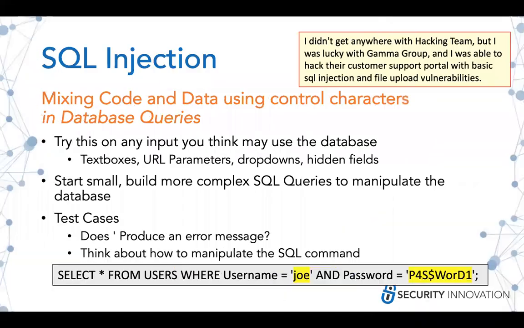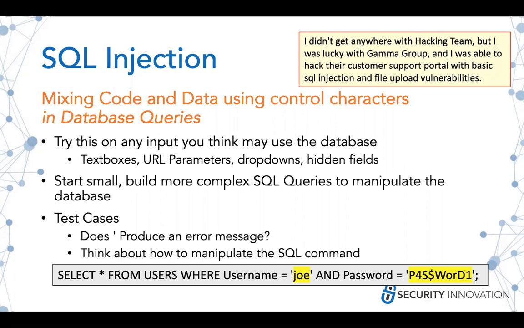Next, I want to talk about SQL injection. SQL injection is mixing code and data using control characters in database queries. Now, here's Phineas Fisher again. She says, I didn't get anywhere with Hacking Team, but I was lucky with Gamma Group, another hacking group. And I was able to hack their customer support portal with basic SQL injection and file upload vulnerabilities. So she actually used this same attack in order to exploit a full-on bank in the Cayman Islands, which I think is just, again, just beautiful.